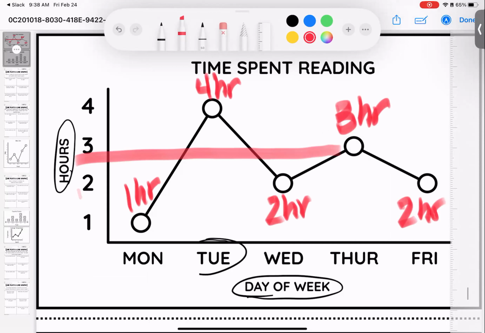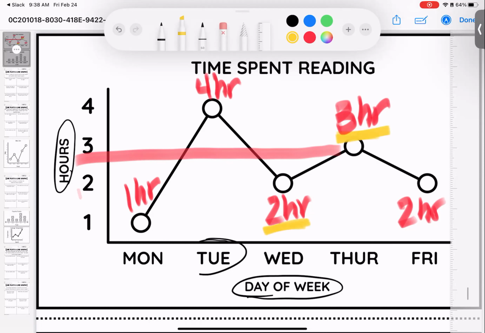If I want to know how many hours she read altogether, I would need to add 1 plus 4 is 5. 5 plus 2 is 7. 7 plus 3 is 10. 10 plus 2 is 12. So how many hours did she read this week in total? She read 12 hours. Now, I'm happy that I went and I labeled these because the next question says, did she read longer on Wednesday or Thursday?